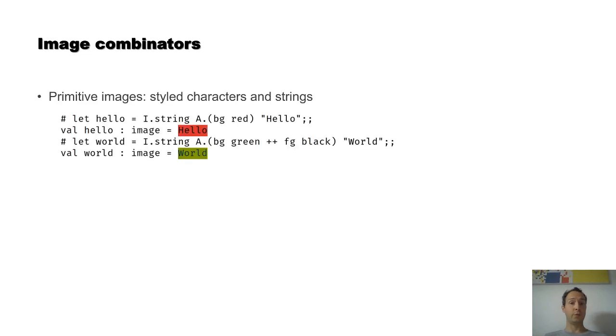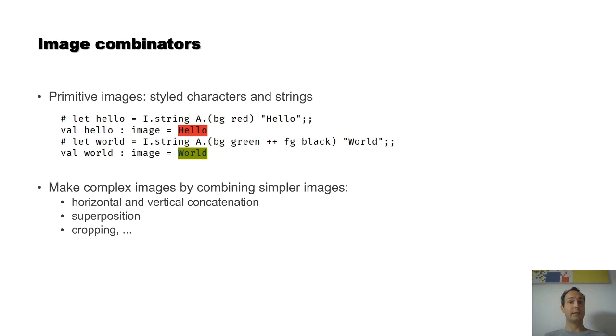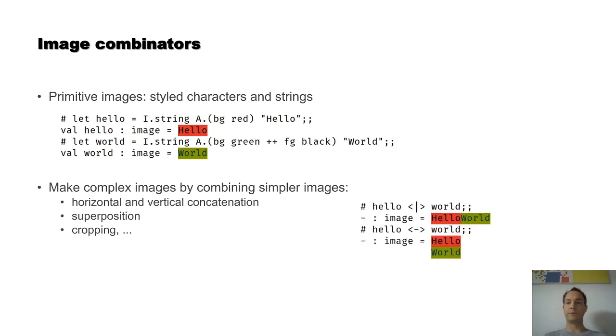But how to build these terminal images? First, you build primitive images, generally a character or a string, with some styling attributes. Here are two OCaml lines to make a fancy hello world. Then we can compose existing images into richer ones. We can concatenate, superpose, crop, pad, etc. You can see two ways to compose our fancy hello world. Because everything is made of immutable values and composed with pure functions, that's a very pleasant way to work in a functional setting.